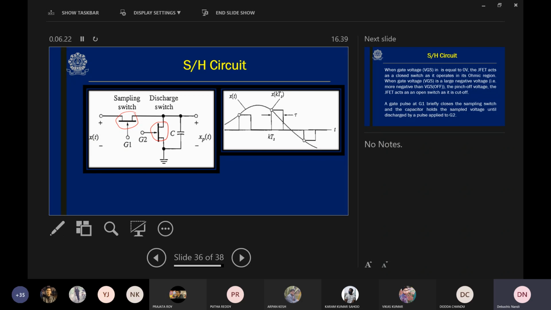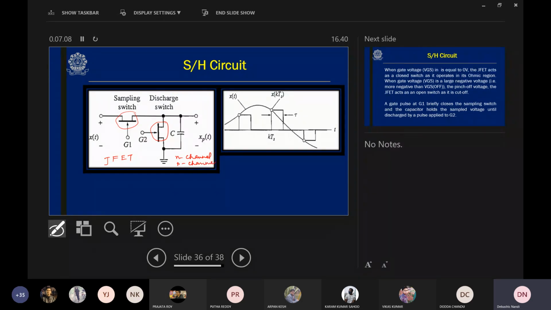It is a field effect transistor, FET. Junction FET. Several types of FETs are there: JFET, MOSFET, CMOS, PMOS, NMOS. Different types of field effect transistors are there. This is a JFET, and junction field effect transistors are also of two types. One is called N-channel JFET, and another is called P-channel JFET.